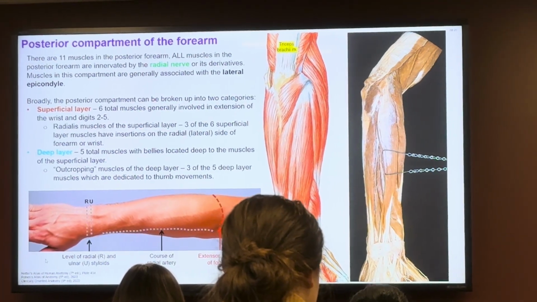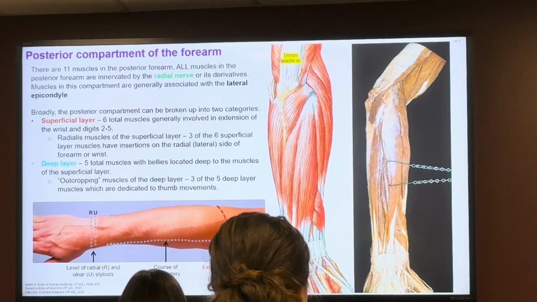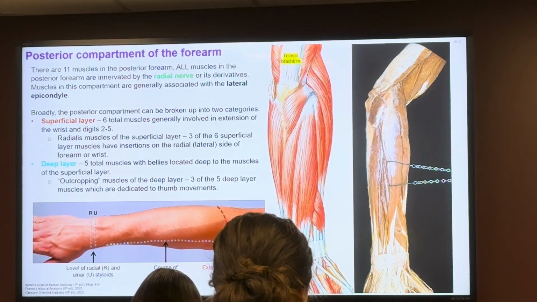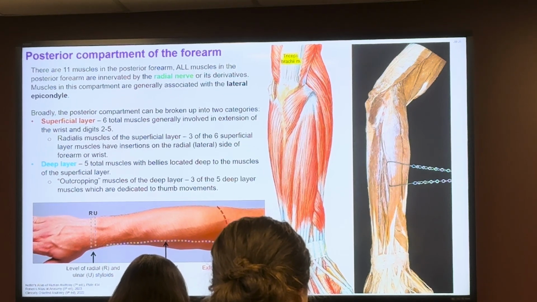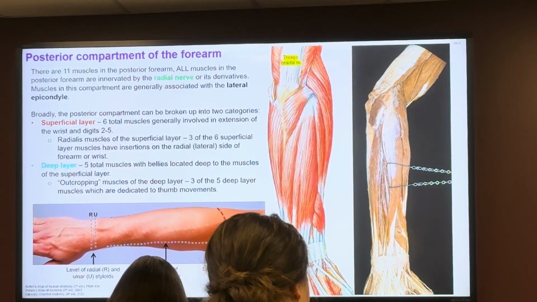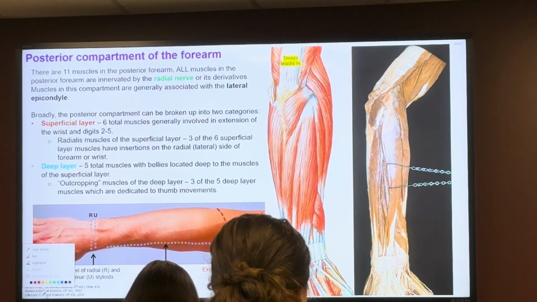So when I think medial epicondyle, I'm thinking flexors, anterior compartment. When I'm thinking lateral epicondyle, I'm thinking extensors, posterior compartment. So very broadly in my mind, that's kind of how I've got it broken up. And there are a lot of muscles in there, so don't get me wrong, there are 11 muscles back there that we got to talk about.